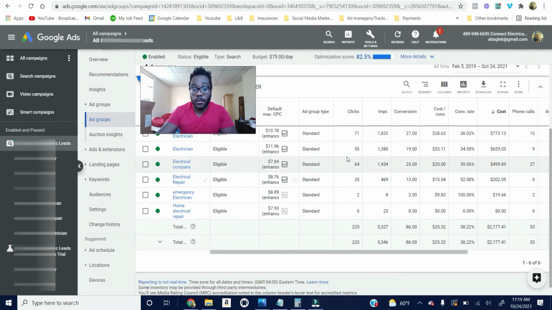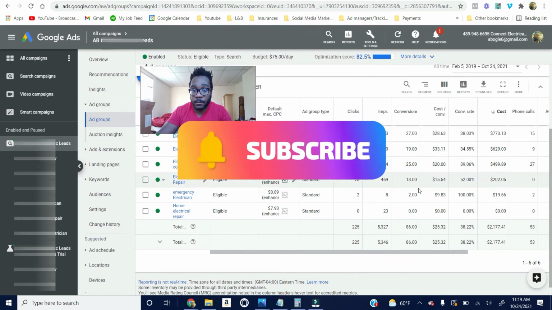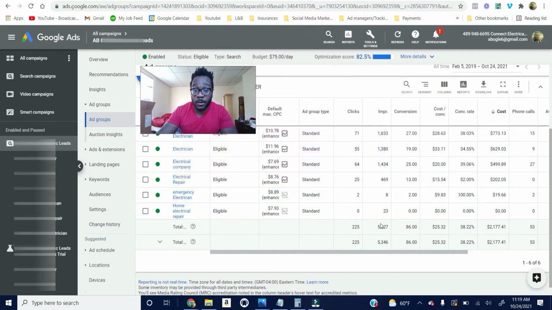So in terms of the ad groups that I made, we could see here that only a few of them are getting the majority of the clicks. Only these first two appear, but the conversion rate is also insane: 38%, 34%, 39%, 52%, 100% in this case for the most part, right?